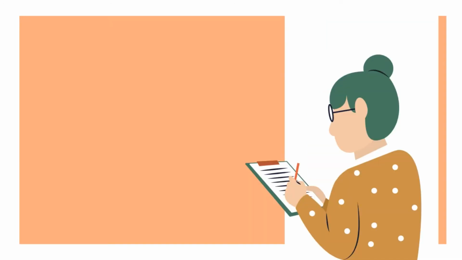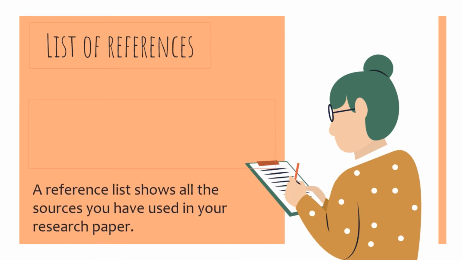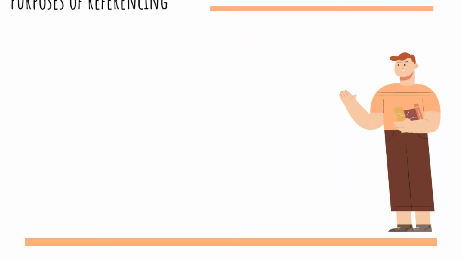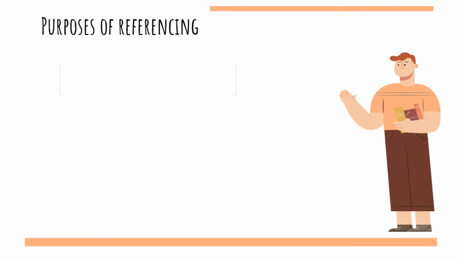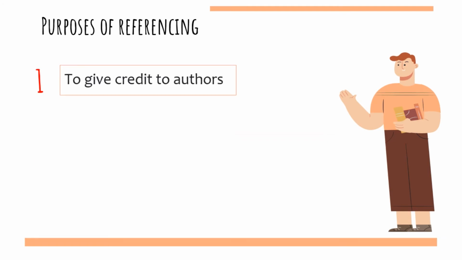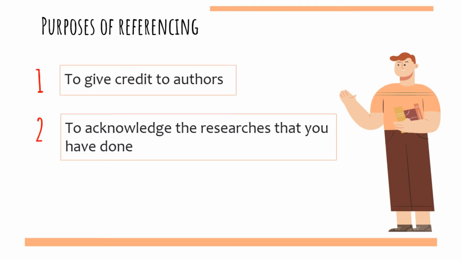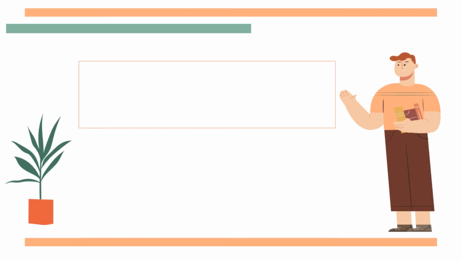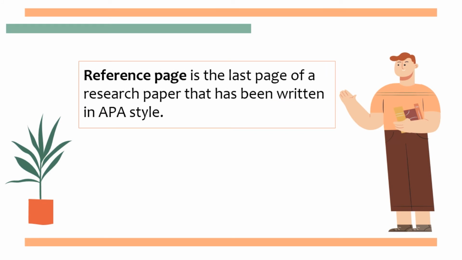Every research paper must have a list of references. A reference list shows all the sources that you have used in your research paper. There are three purposes in providing a reference list. First, to give credit to authors. Next, to acknowledge the researchers that you have done. And most importantly, to avoid plagiarism. In any research paper, it is extremely important to have a reference page. This is the last page of your paper that has been written in APA style.